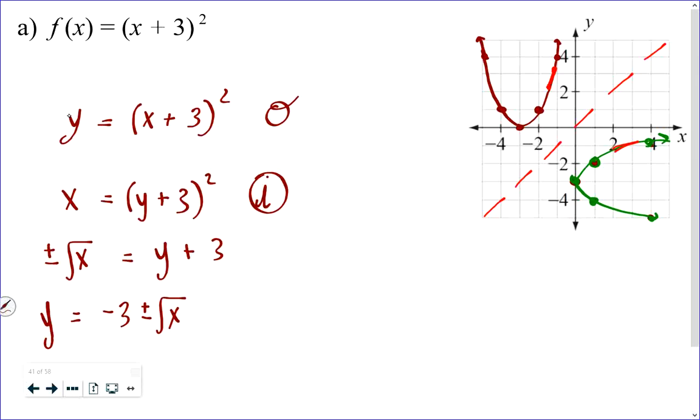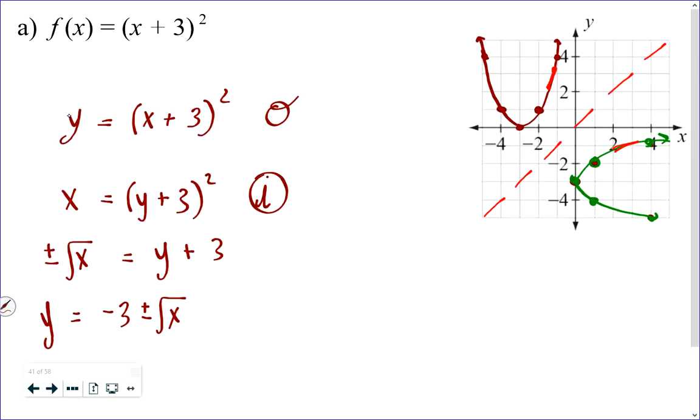The fact that it's plus or minus tells you it's not a function. Because if I put in a number for x, I'm going to get two values for y. I'm going to get negative 3 plus the square root of what I put in, and I'm going to get negative 3 minus the square root of what I put in. So that's the equation. Now, here is the general rule.